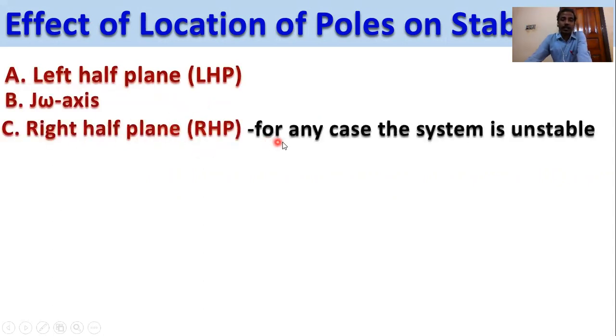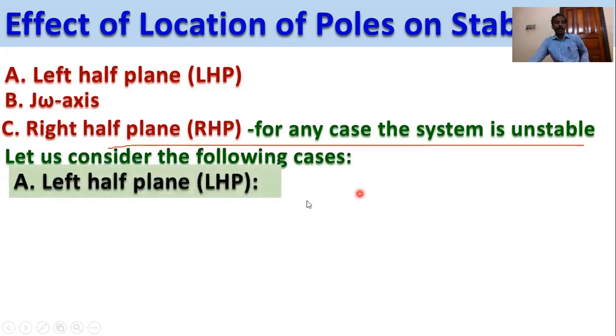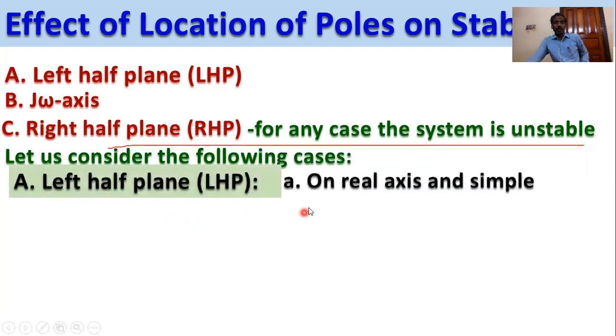And for this case, for any case, the system is unstable, because if the poles and zeros are on the right hand side of the S plane, then the system will be unstable. So this case is always unstable. This is the unstable condition. But when on the left half of the S plane, let us consider the following case. A, left half plane, on the real axis and simple. Again, suppose this is the negative real axis.